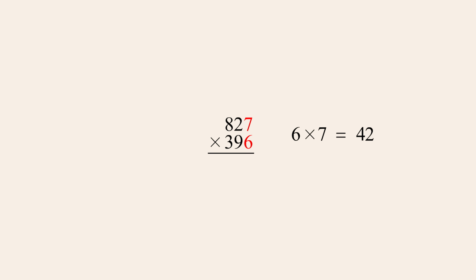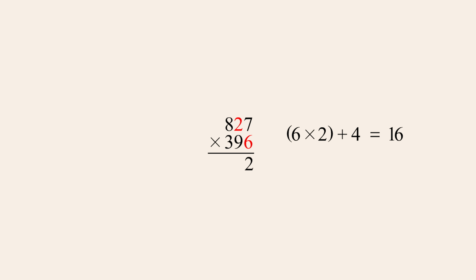So we bring the ones digit of 42 down below the rightmost column of numbers, and we write the tens digit above the next column to the left, becoming the carry digit for that column. We then multiply 6 times the next digit to the left, 2. So 6 times 2 plus the carry digit 4 is equal to 16.